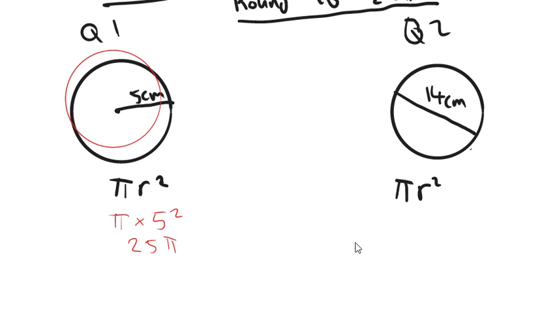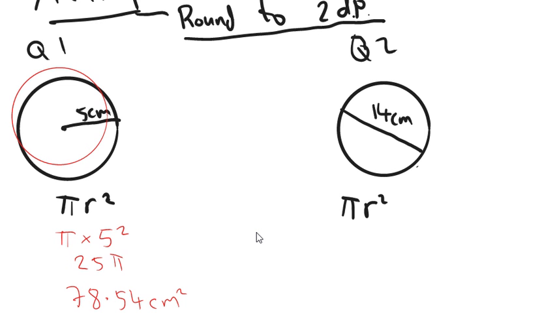So if you press the SD button in your calculator, it gives you 78.539. So that's going to round to 0.54. So that's going to be 78.54 centimeters squared.